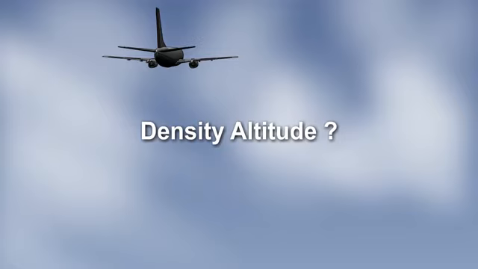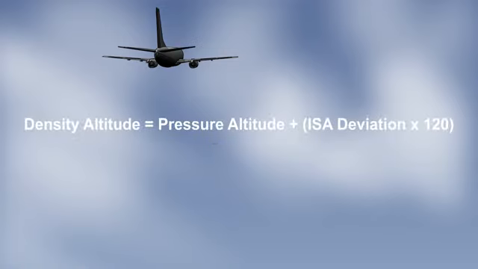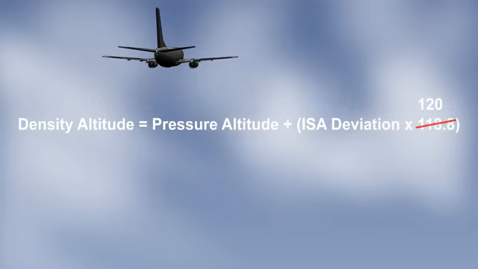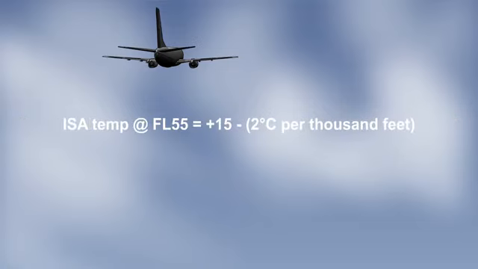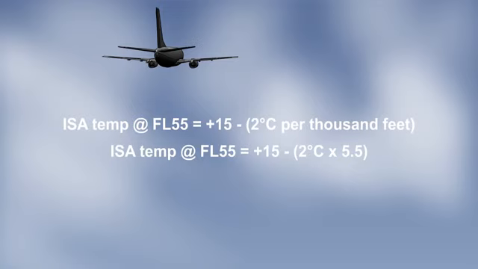Another way of finding the density altitude from pressure altitude and temperature is by use of a simple equation. The equation is density altitude equals pressure altitude plus ISA deviation times 120. The actual conversion factor is 118.8, but 120 is close enough for any practical calculation. Nairobi's pressure altitude was 5,500 feet. That is an ISA temperature of plus 4.